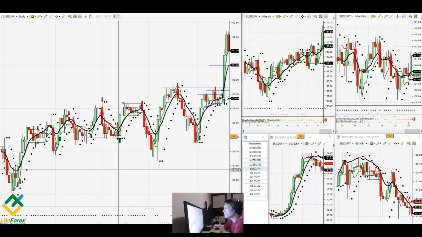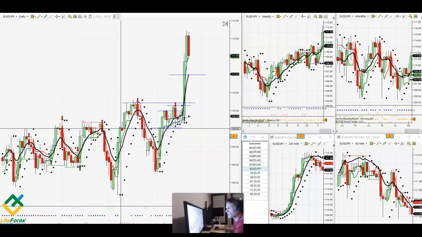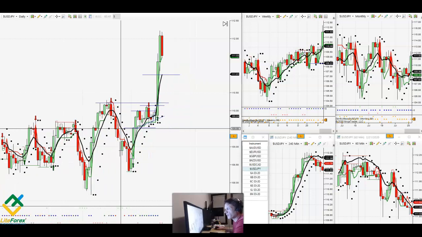I'm going to break down the major Forex pairs, starting with the USD yen. Normally we start with the Australian USD, but we'll switch it up a bit.